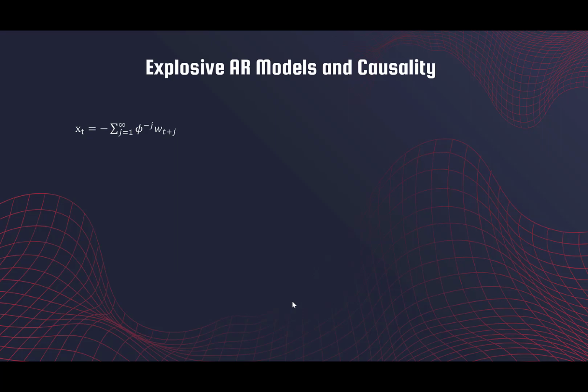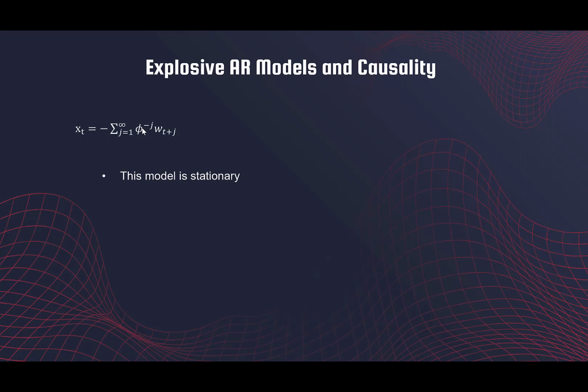So we can continue doing this infinitely, and ultimately this is what we get, right? So remember, if phi is greater than 1, phi raised to minus j is now less than 1. So we can definitely write things this way. This would not be divergent, right? Phi raised to minus j's do not explode to infinity. They are controlled. So this model can be written, and we can show that this model is stationary.